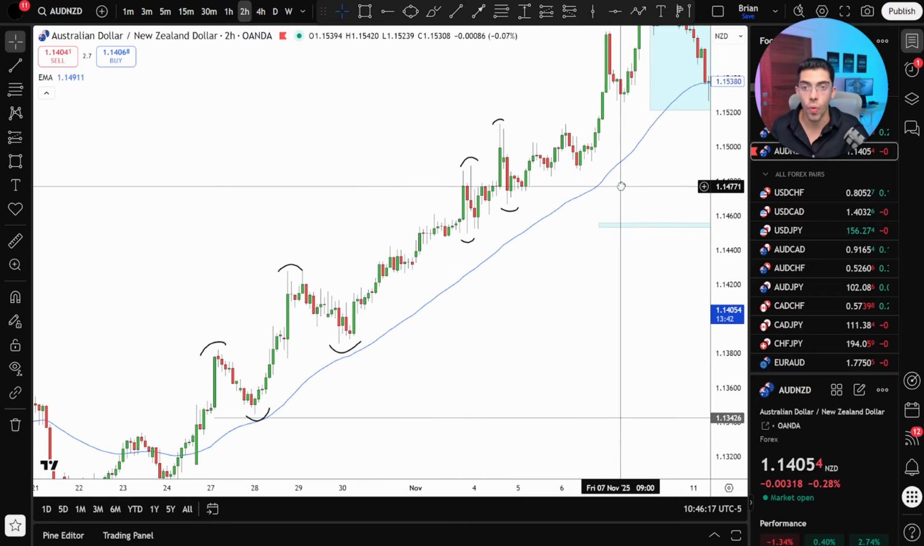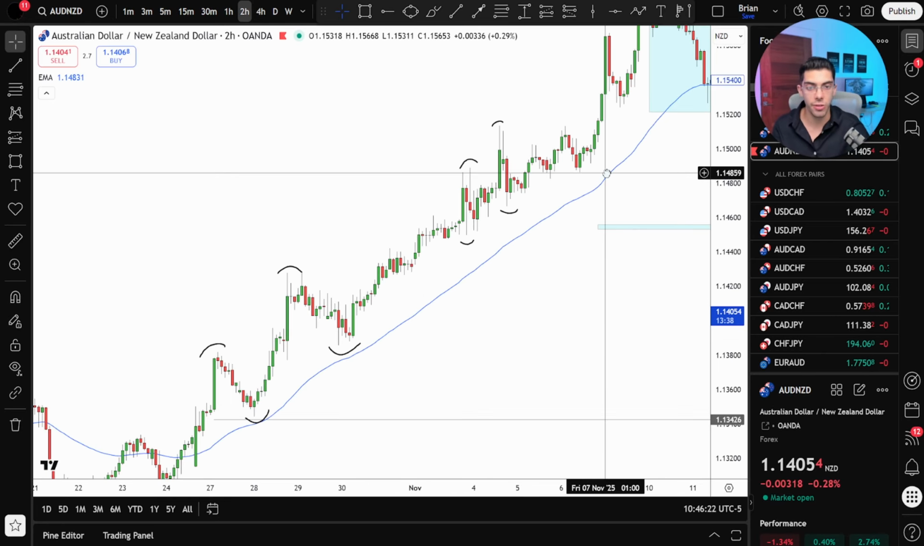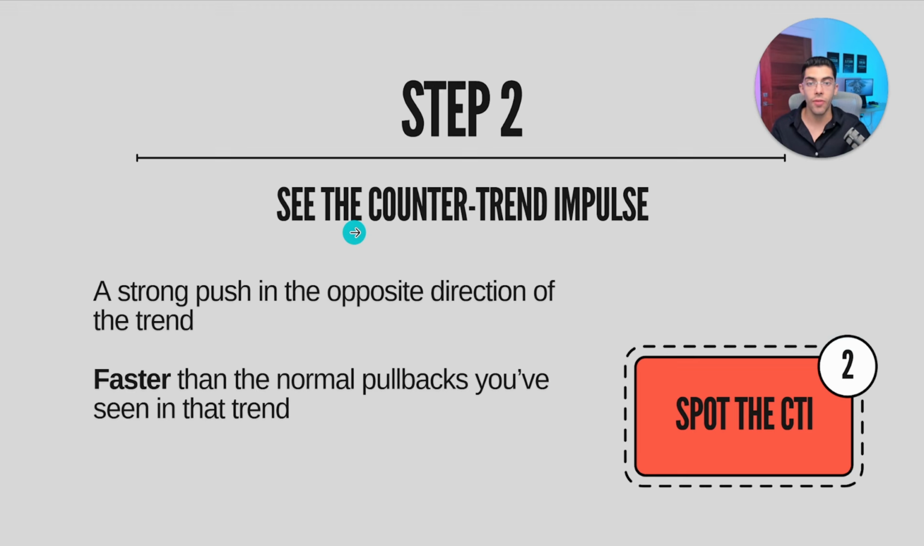So step 1 is just to simply find the current trend, right? So in this market right here, AUD/NZD, we're bullish. Now step 2 is to actually find the counter trend impulse, spot the CTI. So a strong push in the opposite direction is what you're looking for. You're looking for something that doesn't make sense, that it would go down so much if we're going to continue to go bullish. Something that's out of character, something that's not supposed to happen, and it's faster than the normal pullbacks that you've seen in the current trend.